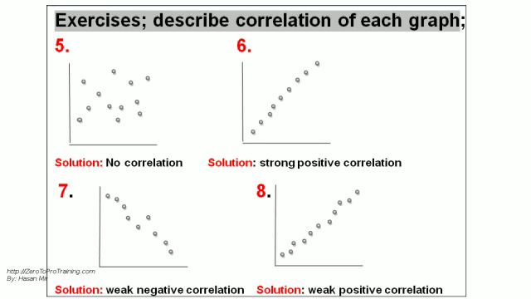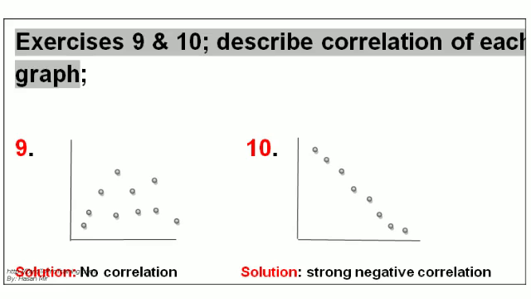5. No correlation. 6. Strong negative correlation. 7. Weak negative correlation. 8. Weak positive correlation. Continued, exercises, describe correlation of graphs. 9. No correlation. 10. Strong negative correlation.